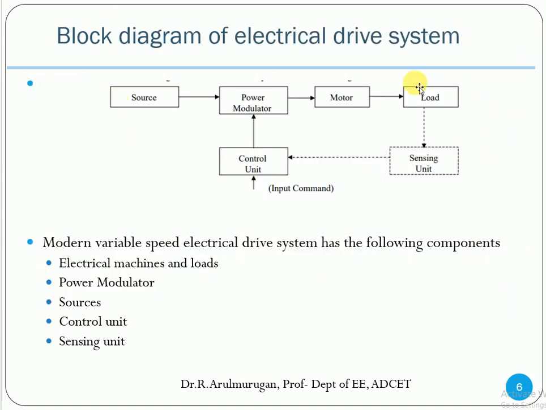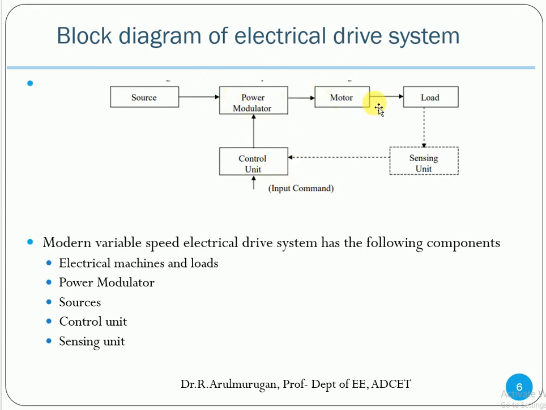The next one is the block diagram. This is the general block diagram of the drives: the source and the power modulator. The power modulator is nothing but a converter. The converter may be a power electronics converter: AC to DC, DC to DC, DC to AC, or AC to AC. So this is the classification of the power modulator.